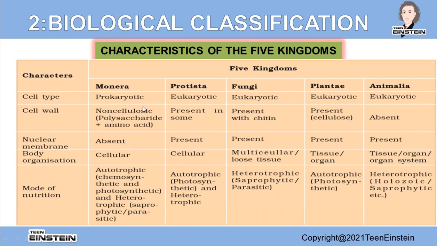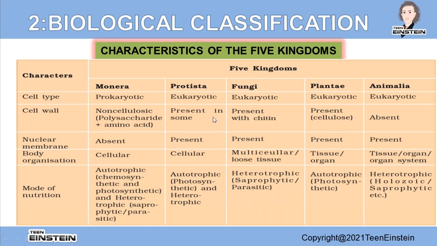So in Kingdom Monera, they are prokaryotic. The cell wall is non-cellulosic, and in this prokaryotic cell there is no nucleus, so the nuclear membrane is also absent. Then body organization is cellular. They are autotrophic and heterotrophic. Autotrophic means chemosynthetic and photosynthetic organisms are present. Heterotrophic means saprophytic and parasitic. Both types are present. Next, we'll go to the characters of Protista.